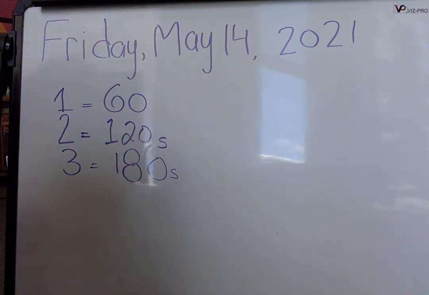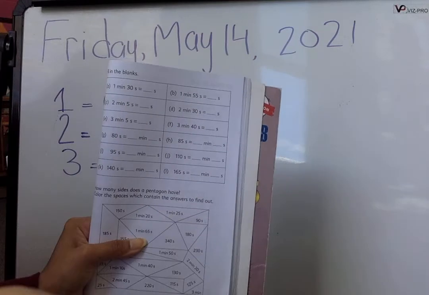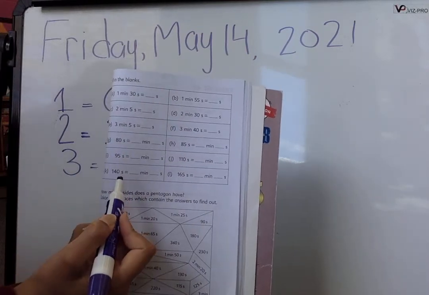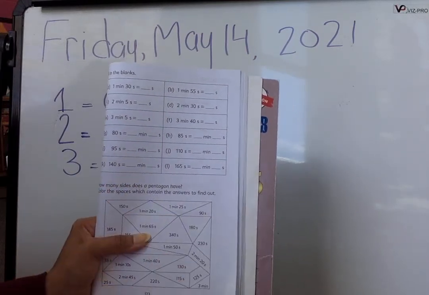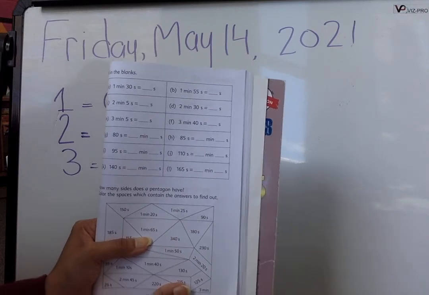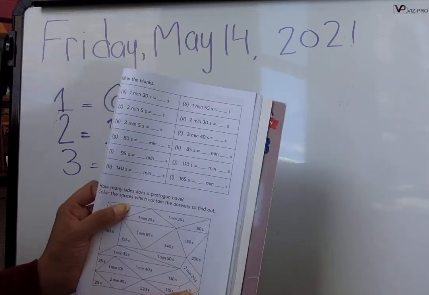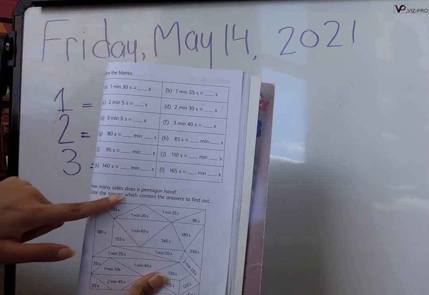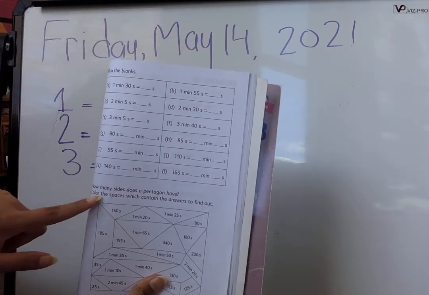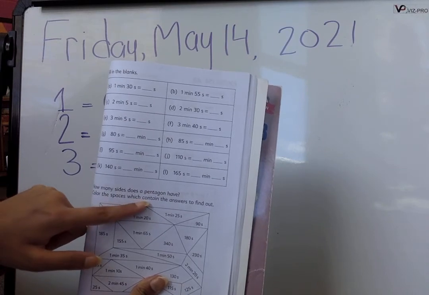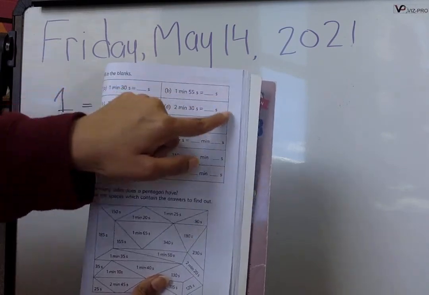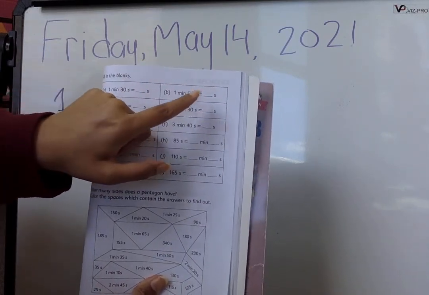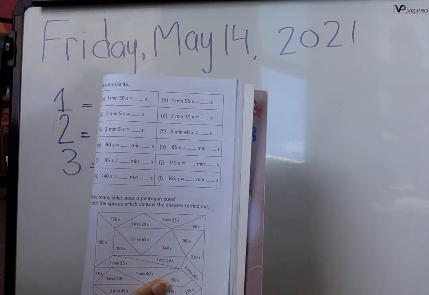So in these questions, that's what you need to do. You need to look at your minutes and add them up and see how many minutes and how many seconds you have. And once you're done, then you can color the space. So it says, how many sides does a pentagon have? Color the spaces which contain the answer. So you will write down the answers, and color the spots where you see the answers.